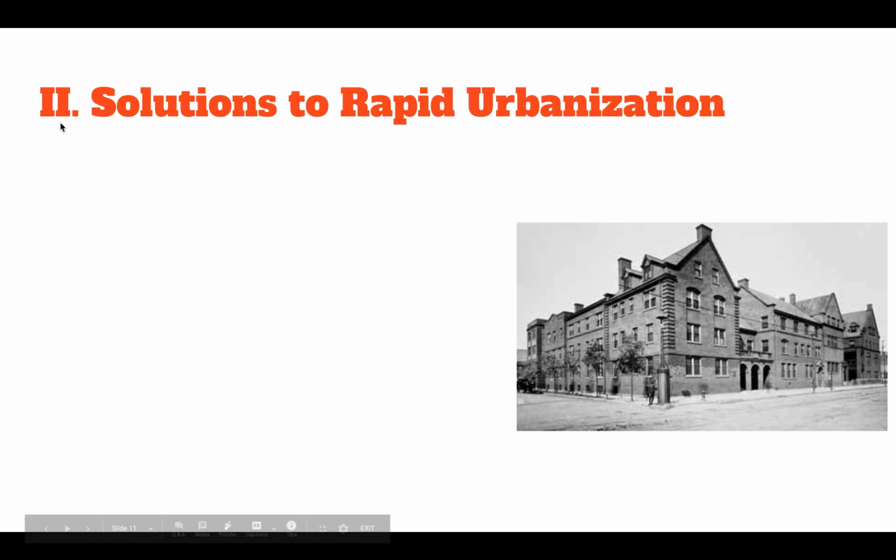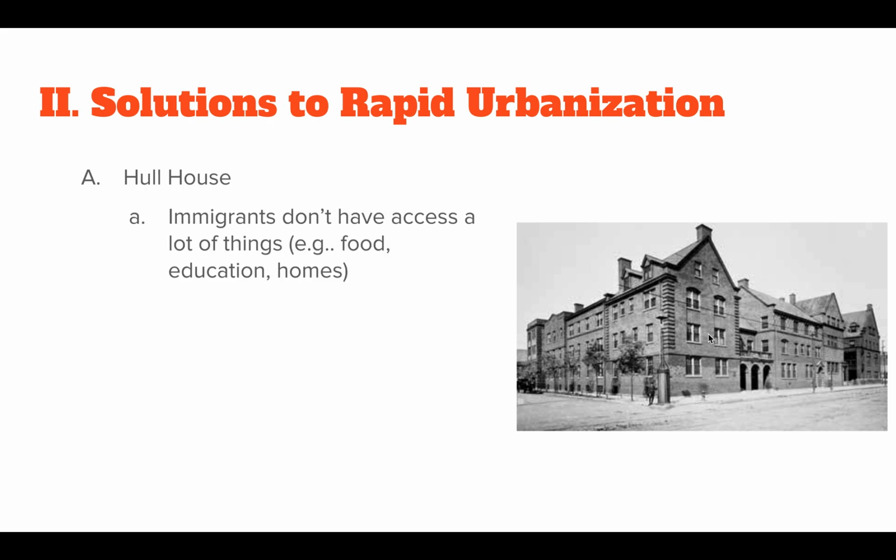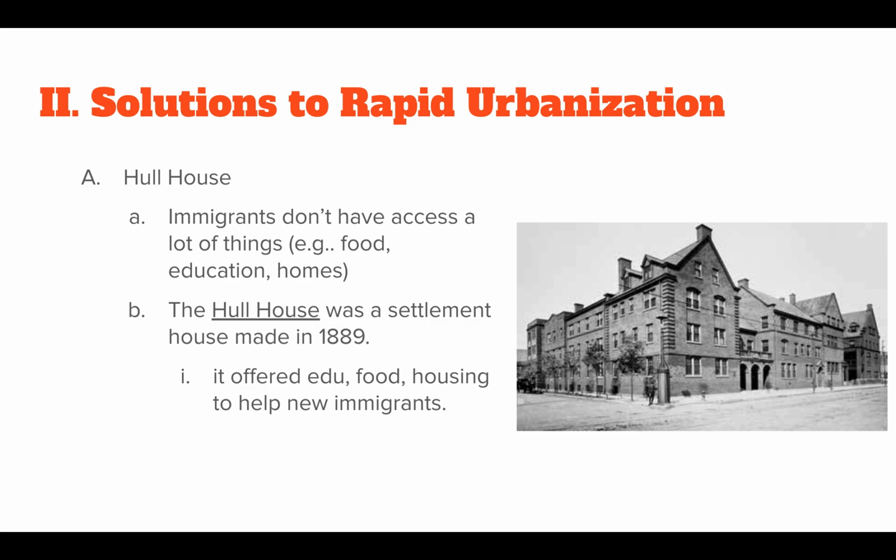Okay, Roman numeral 2, solutions to rapid urbanization. So Hull House, and this is a picture of Hull House. Immigrants don't have access to a lot of things: food, homes, education. The Hull House was a settlement house, as they were called, and it was made in 1889. It offered education and food and necessities and housing to help immigrants new to the country. Jane Addams and Ellen Gates Starr were the founders of Hull House.